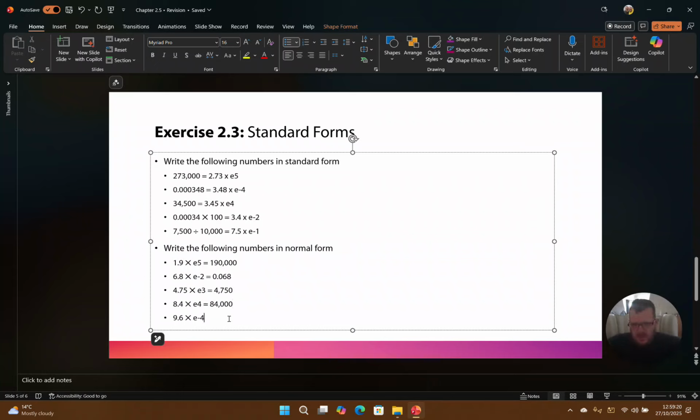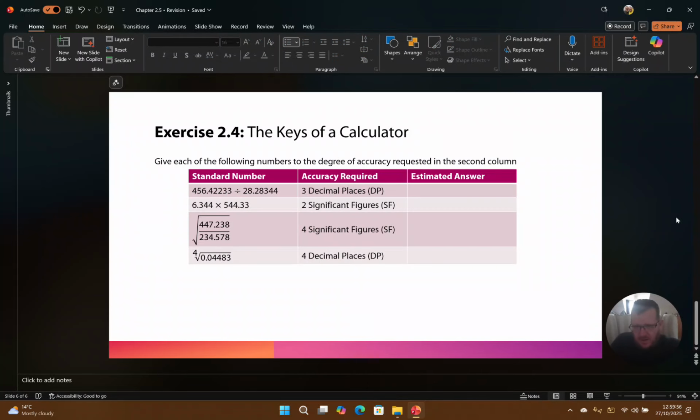Next is 9.6 times E minus 4. So then you've got 1, 2, 3, 4. And we'll double check that as well. And there we go. That's all those taken care of, and that's 2.3 done. Next one is what we covered in the last video.